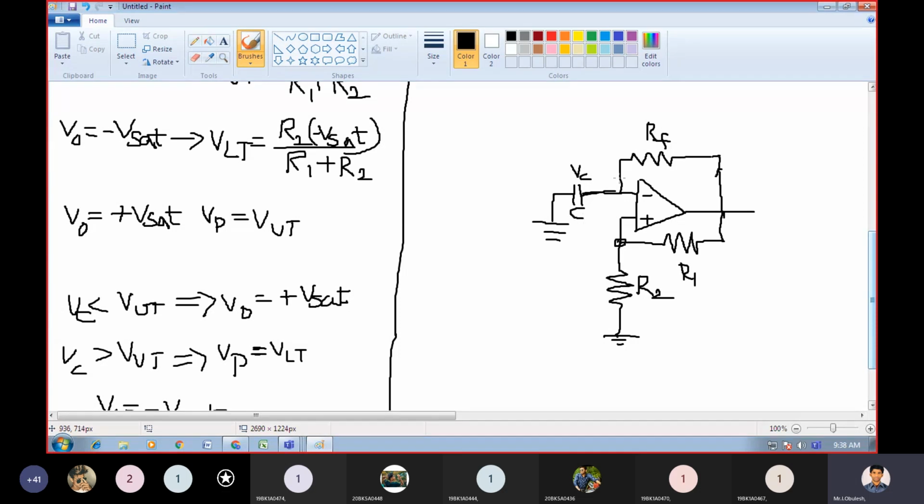VCC. This will be moving in this direction. Here the current will be moving in this direction. In the previous diagram, the current was moving in the reverse direction of this.